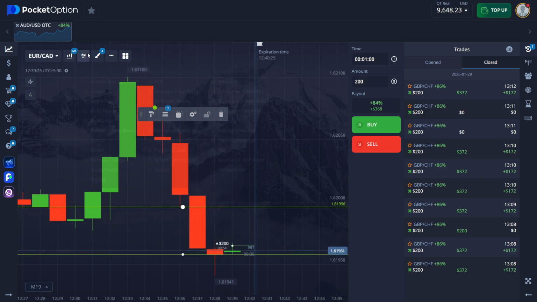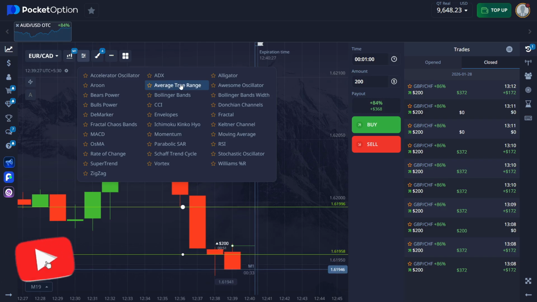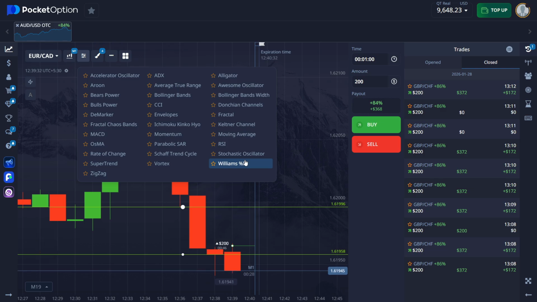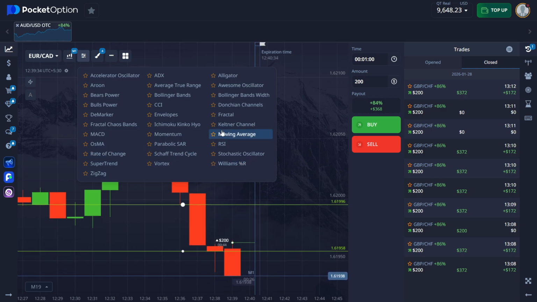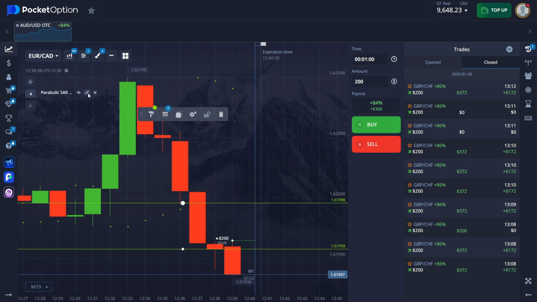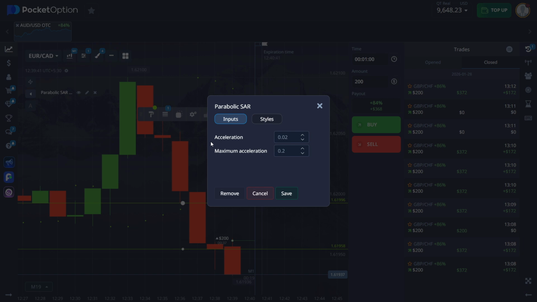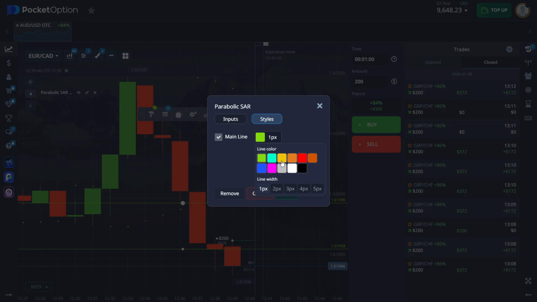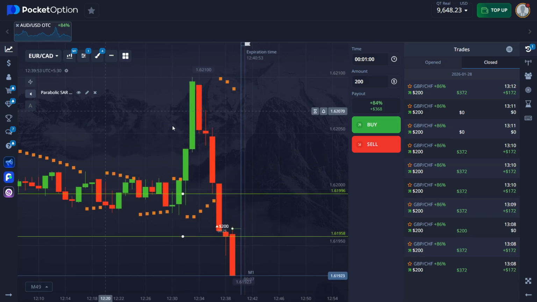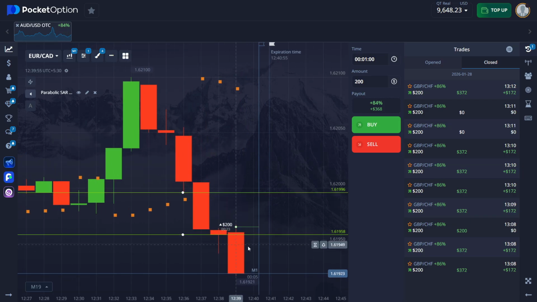Okay, let me implement the strategies. Let me implement the indicators first. My first indicator will be Parabolic SAR. Where is Parabolic SAR? In the Parabolic SAR, we will keep the setting the same, but we will change the other settings too, so that these dots can be seen properly. Okay, I am going to lose this trade, no worries at all.